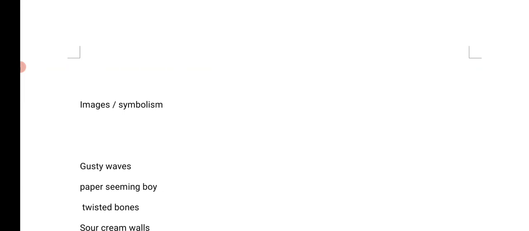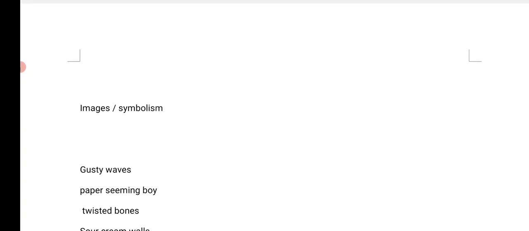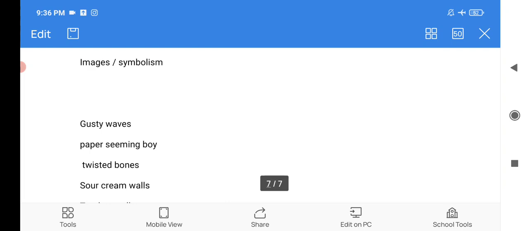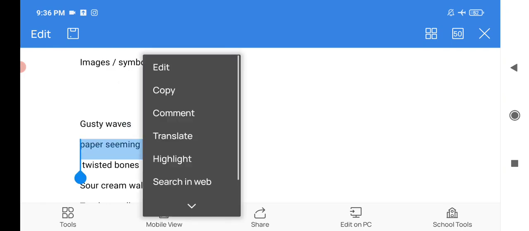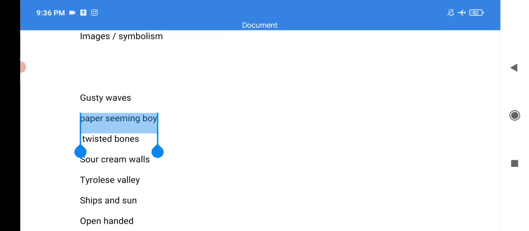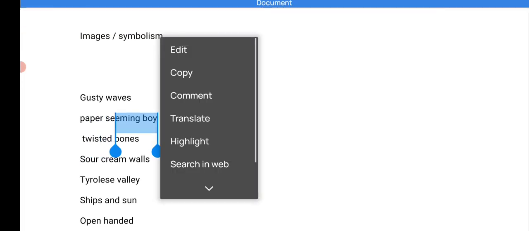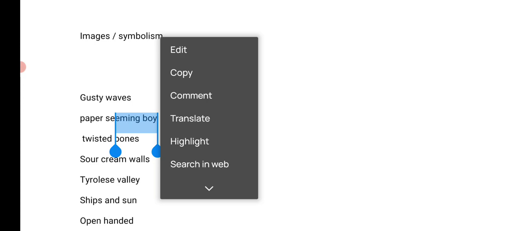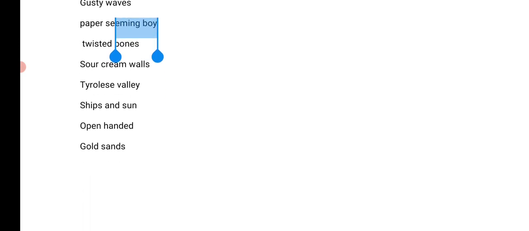And then we have images and symbolism. Images instigate you to visualize, and symbolism is when something symbolizes something. For example, gusty waves is also an example of metaphor we have discussed above. And then we have paper swimming boy. It is also a symbolism that shows that these children are so malnourished. Twisted bones, sour cream walls, Carly's Valley are images, and also symbolism of beautiful things in nature. Ships and sun, this is again a beautiful symbolism of nature and beauty.